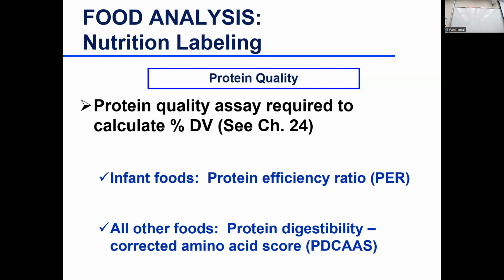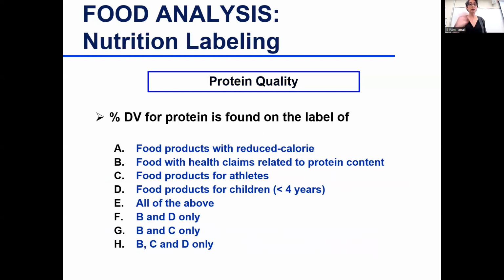And then the other one that is used for children and adults is called the protein digestibility corrected amino acid score. It's based on the digestion of the protein, also in an animal model, measuring the amount of nitrogen in the feces to determine how much nitrogen is absorbed from the amount of protein consumed. And we look at the amino acid score, not only the digestion of the protein but also all the essential amino acids present. So the PDCAAS takes into account the digestibility and the presence of essential amino acids. We'll learn more about that in the protein characterization chapter.